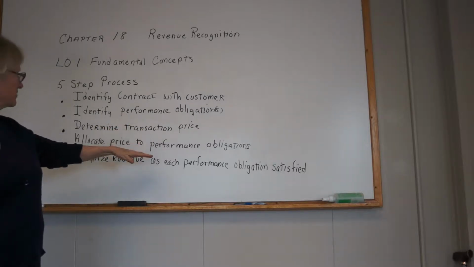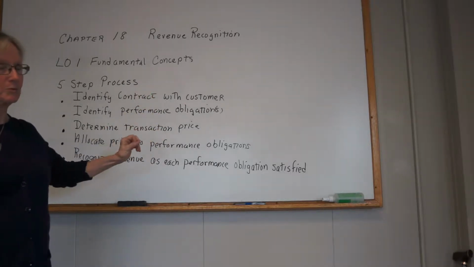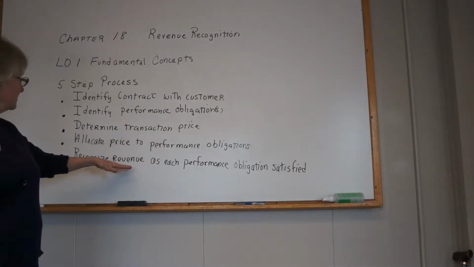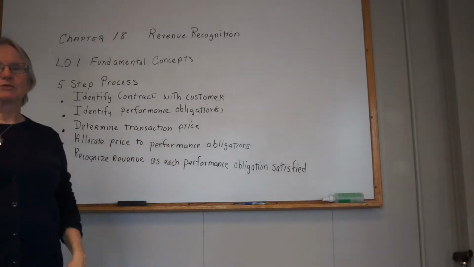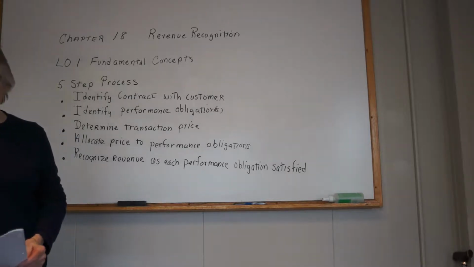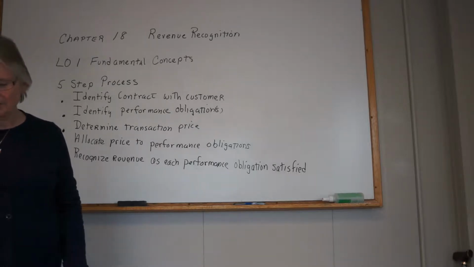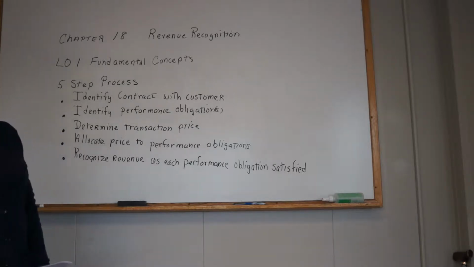Figure out the transaction price. You have to allocate that transaction price to all the separate performance obligations, if there are more than one. And then you recognize the revenue as each performance obligation is satisfied. Okay, so I think the book uses an example of Boeing. They signed the contract to sell some airplanes.